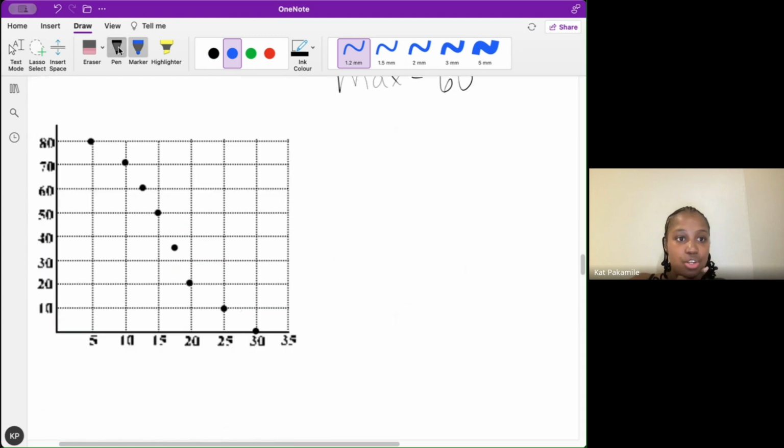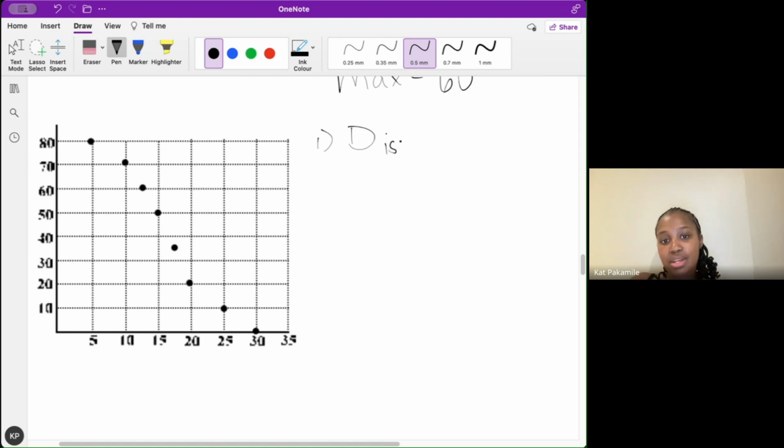First question, continuous or discrete? What do we think, guys? This is discrete, and what is your reason? What can you see on your screen? Because it is dotted. Nice. Second question, do we have linear or non-linear? Look carefully. Is this linear or is it non-linear?